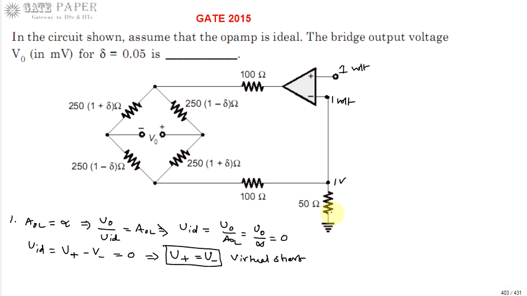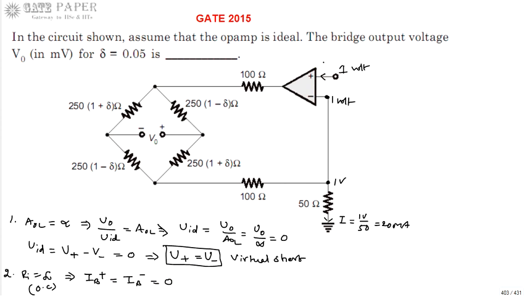Now since we know the voltage across this 50 ohm resistance is 1 volt, you can calculate the current flowing through it. This current is I is equal to 1 volt divided by 50, which is nothing but 20 milliamperes. The second important characteristic of an ideal op amp is that it has infinite input impedance. Infinite input impedance means the input side acts as an open circuit, so no current flows into the input terminals of the op amp. So IB plus and IB minus are going to be 0.